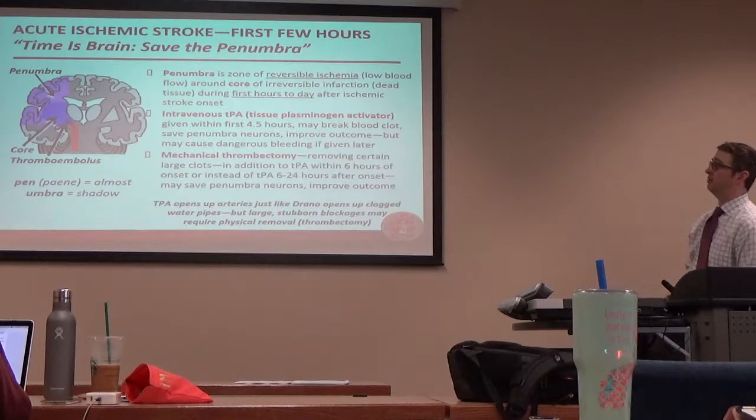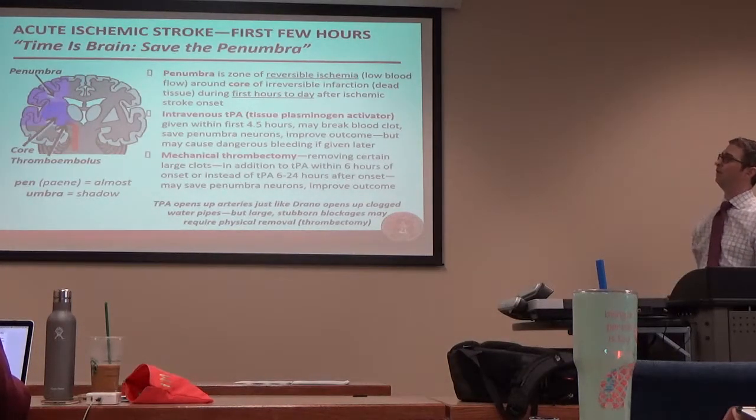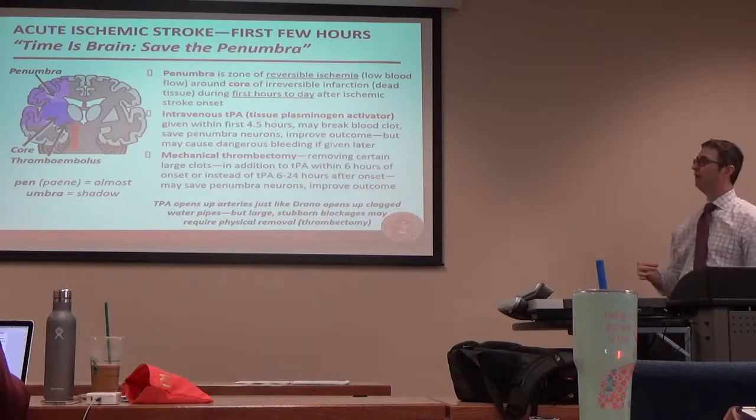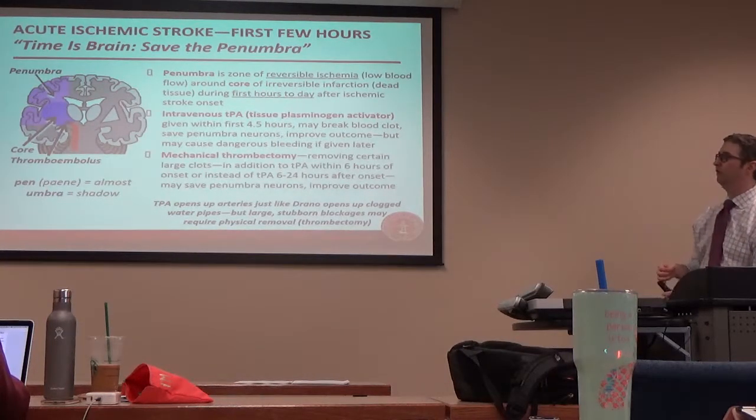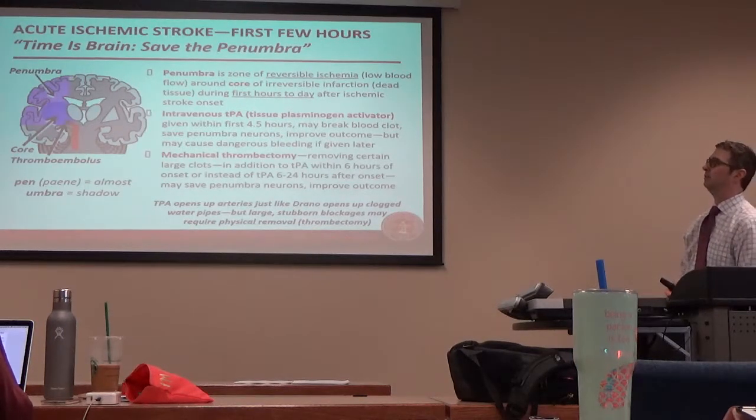A lot of the time what will happen, mechanical thrombectomy is a cerebral angiogram plus clot retrieval procedure. So it's like a heart cath. They access the femoral artery, they put a catheter up into the brain, and then they're able to thread clot retrieval devices, and there's a couple out there in the market, to pull the clot out and reestablish blood flow.